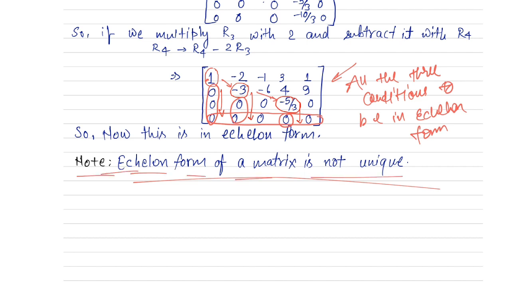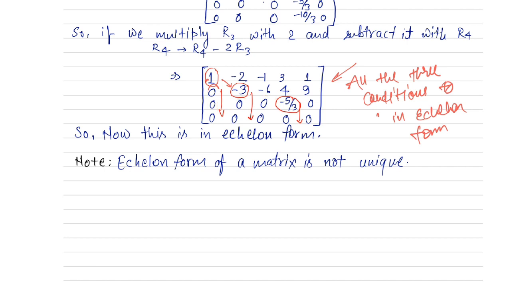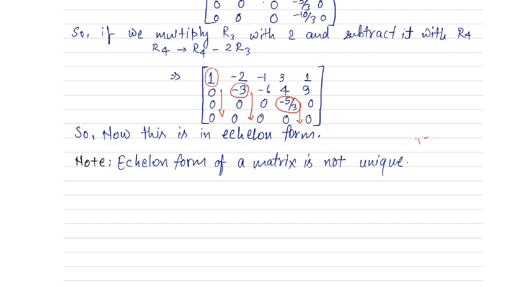Echelon form of a matrix is not unique. So the echelon form of any matrix is not unique. If you use any other row operation, you can get another echelon form, but we'll see in the next lecture the row reduced echelon form. The reduced echelon form of every matrix is unique. So if you find the reduced echelon form of a matrix, and I find the reduced echelon form of the same matrix, we both get the same answer.